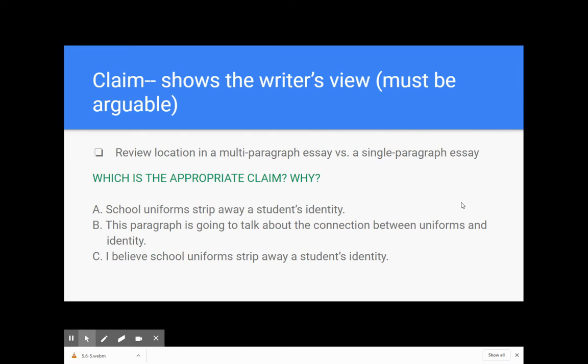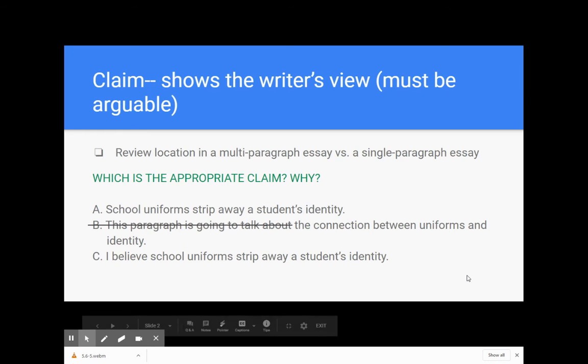All right, B. This paragraph is going to talk about the connection between uniforms and identity. There are a couple of things about this claim that do not work. The first thing I hate is that line: this paragraph is going to talk about. You never ever need to acknowledge that you're writing a paragraph or an essay in your actual assignment. Don't do that, okay? The last thing it doesn't do is really show the writer's viewpoint. It's just saying we're going to talk about the connection. It doesn't show how that writer feels.